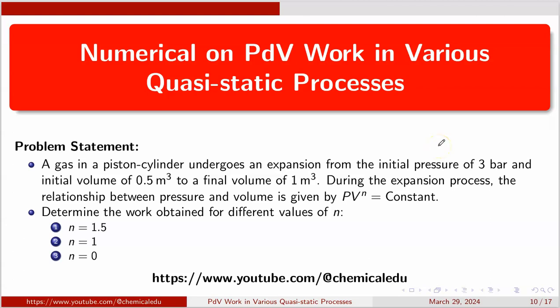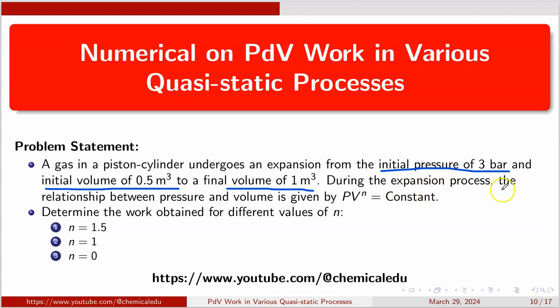Today I'll solve one numerical problem on PdV work in various quasi-static processes. So here is the problem statement. A gas in a piston cylinder undergoes an expansion from initial pressure, that is 3 bar, and initial volume 0.5 meter cube to a final volume of 1 meter cube.